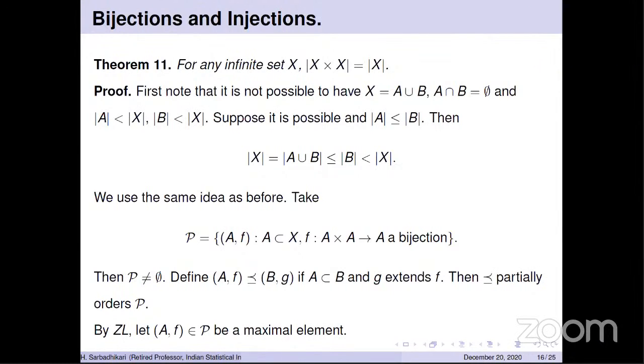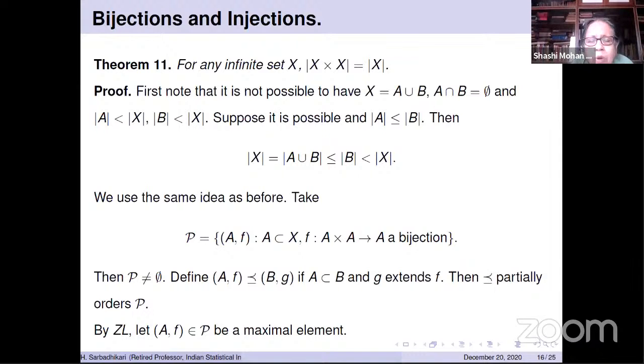Now what is the cardinality of the union? If A and X minus A are infinite sets, one of them is less than or equal to the other. Say the cardinality of X minus A is less than or equal to the cardinality of A. Which way it goes doesn't matter. Then the cardinality of the union is the same as the cardinality of A, the larger one. This is it.